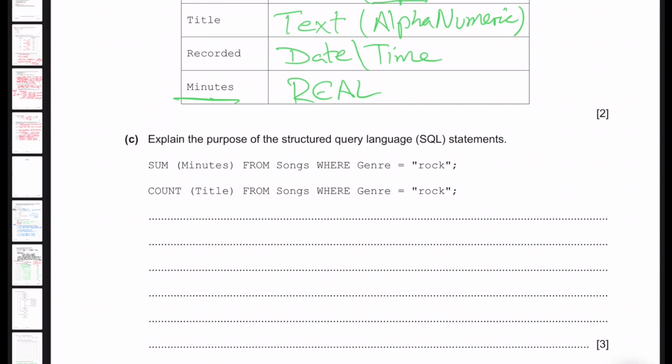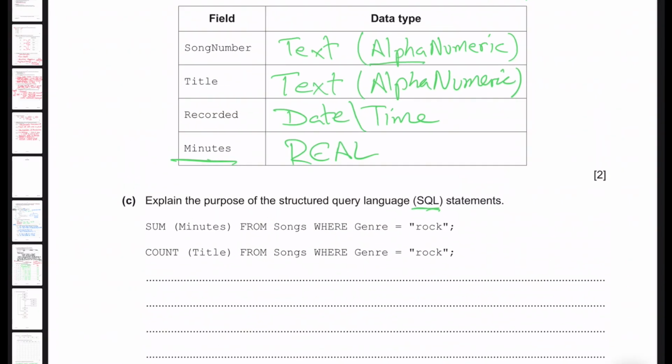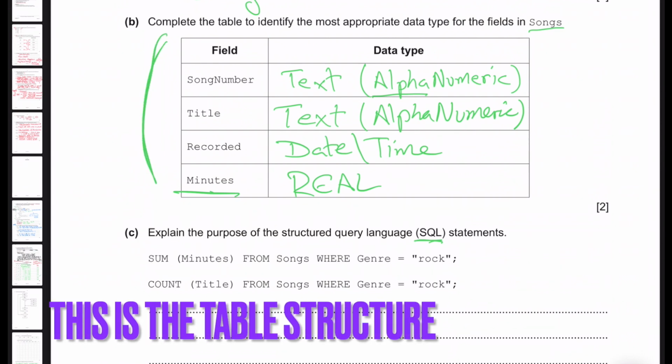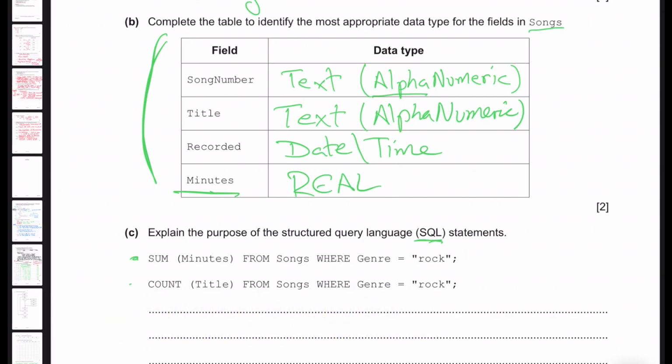Part C. Now we've got some SQL, and this is all you'd ever need to know in terms of SQL, but you're going to need to know a little bit about it. Explain the purpose of the structured query language SQL statements. Sum minutes from songs where genre equals rock. And then count title from songs where genre equals rock. Now, don't get confused because this is not the table. There's obviously no data in this. So we're trying to work out what this one and this one means.